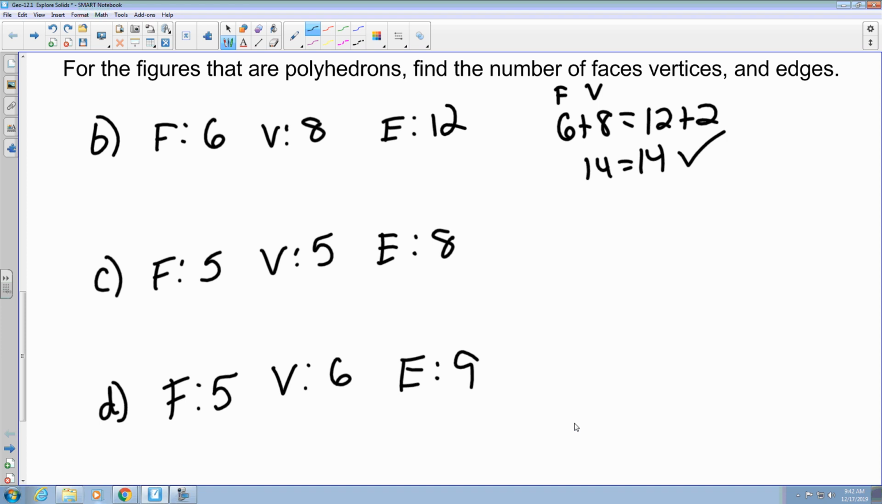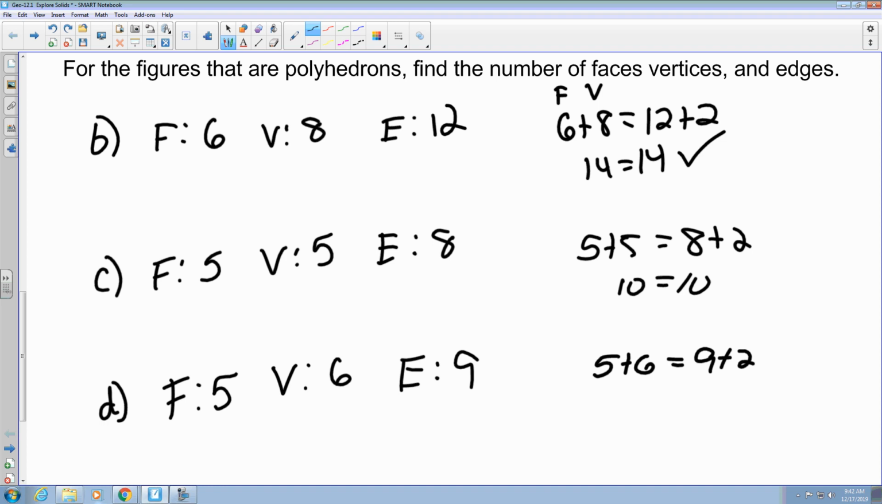So if you can just go here, it's 5 plus 5 is equal to 8 plus 2. 10 equals 10. And I have 5 plus 6 is equal to 9 plus 2. So 11 equals 11. So it checks out there as well.